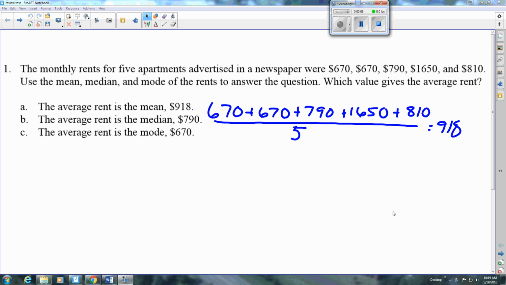The monthly rents for 5 apartments are advertised in a newspaper: 670, 670, 790, 1650, and 810. Use the mean, median, and mode of the rents to answer the question, which value gives the average rent? So you'd have to add them all up, divide by 5, you get 918. The correct answer will be A.